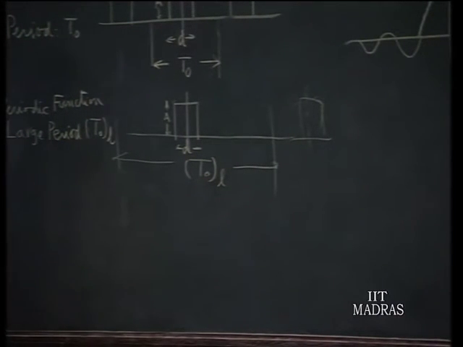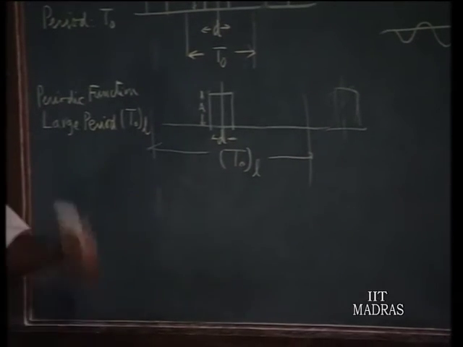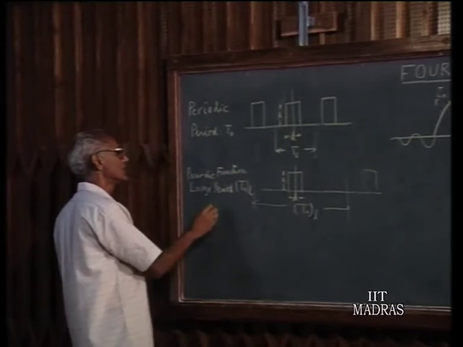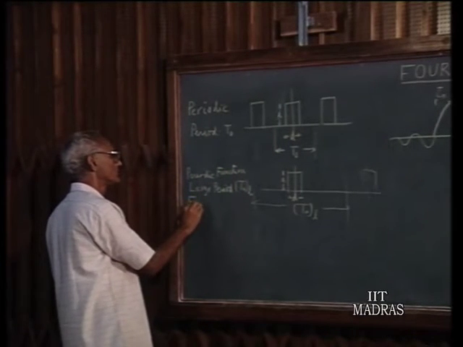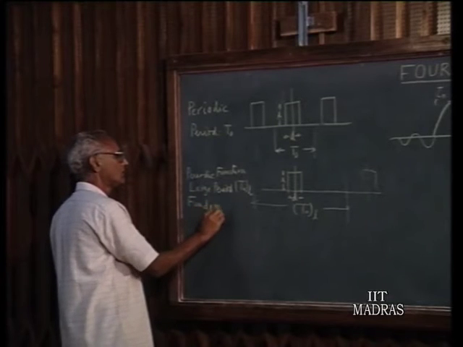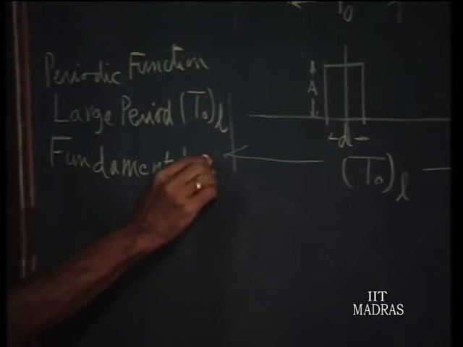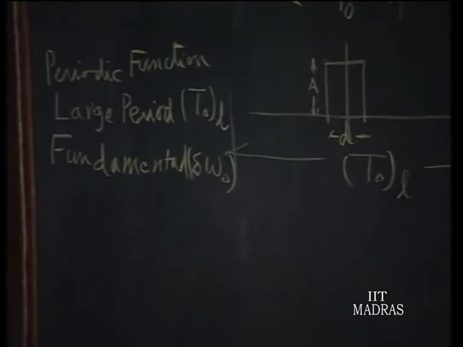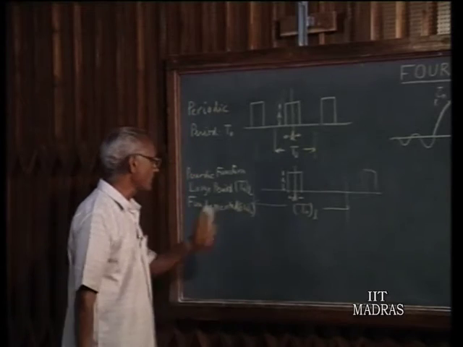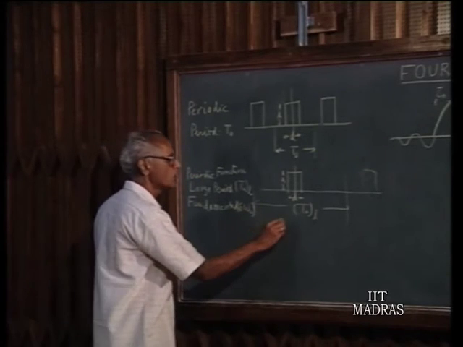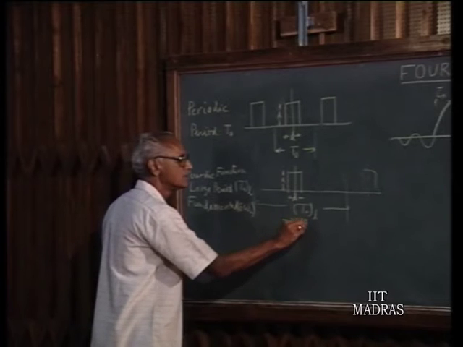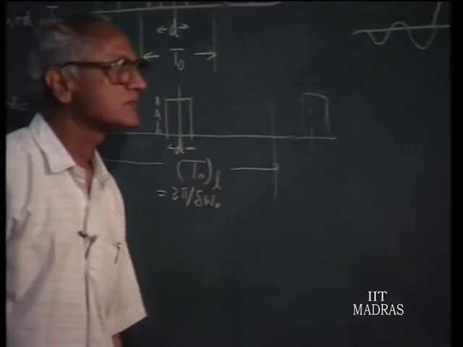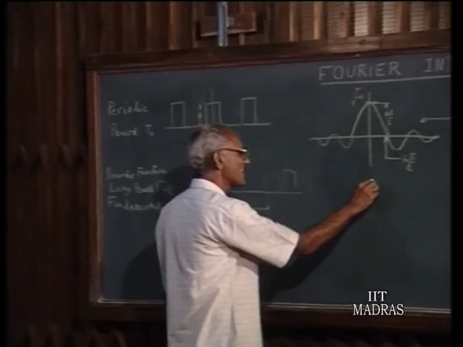So, consequently, the fundamental angular frequency of this, which was omega naught, I will say is delta omega naught, to emphasize that it is a small angular frequency. So, T naught L is 2 pi over delta omega naught. So, what would be the consequence as far as the spectrum is concerned?